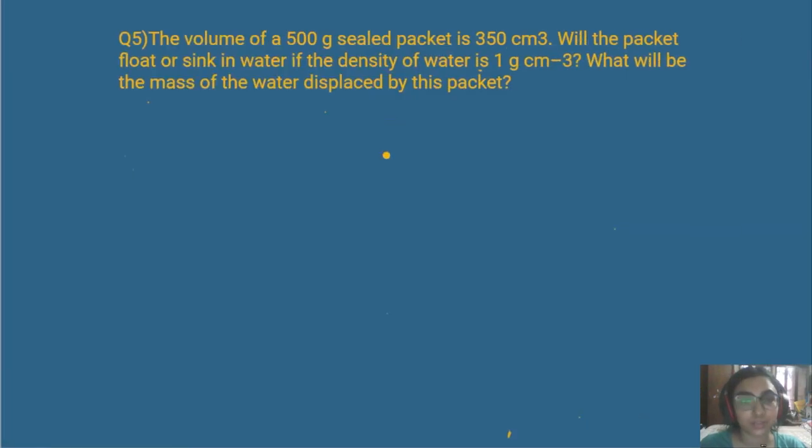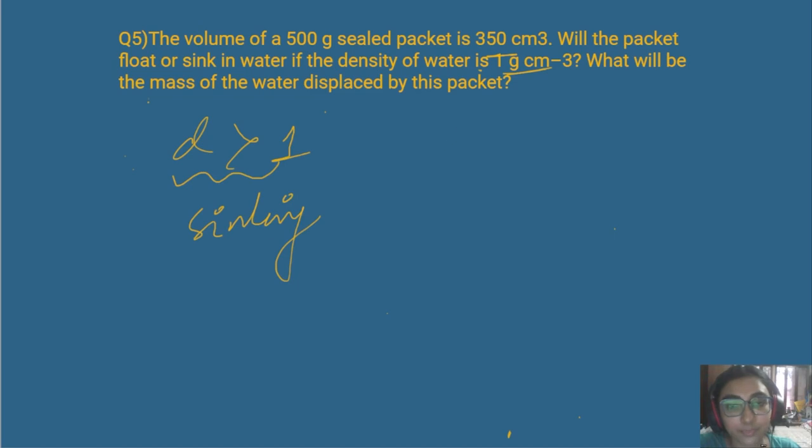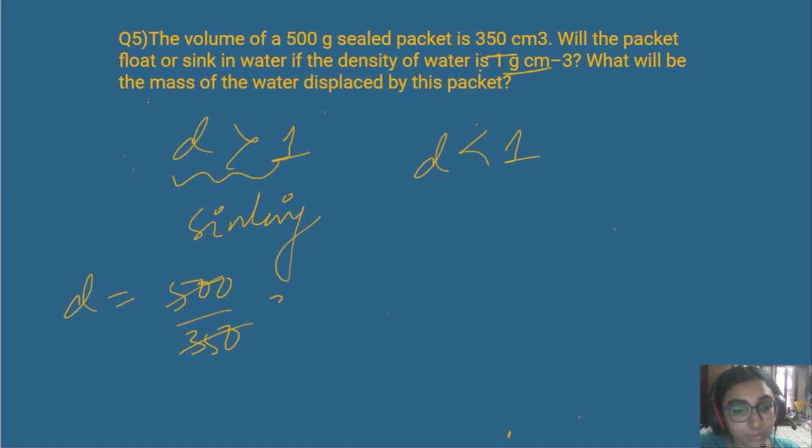Now we come to the last question here. It is the volume of a 500 gram seal packet is this much. So will it float or sink? We know that for it to sink on water, its density has to be greater than 1 because we know water's density is 1 gram per centimeter cube, and this is for sinking. And for floating, D has to be less than 1. So let's find out the density of the seal packet. Density is 500 by 350, which will come to 0.7. Now since 0.7 is less than 1, the sealed packet will float.